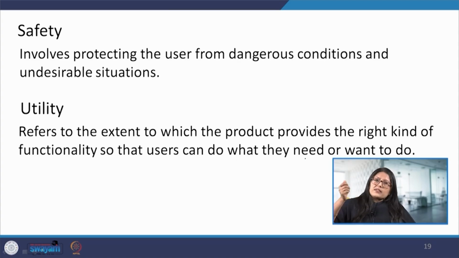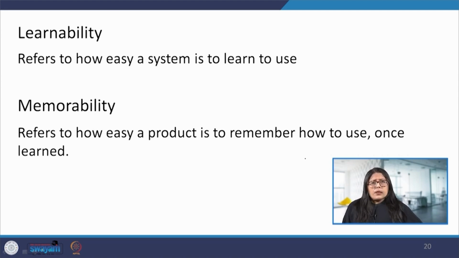Will I get the same strokes? When I put pressure, will my pencil mimic the actual pencil on paper, or will it not give me that kind of feedback? So, utility of it: is it actually equivalent to a hand drawing, or is it a good investment? Learnability. Learnability refers to how easy a system is to learn to use.